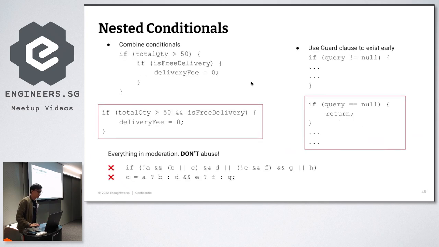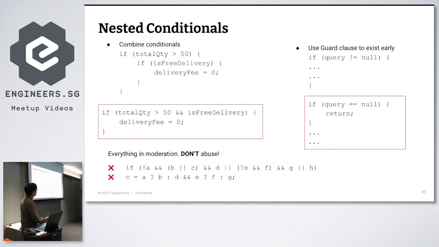The next technique is we can combine those conditionals also. This is also a very common one. We have so many layers of if statements and it might end up that we only need one if statement. So why can't we combine those conditionals? We can use an AND or OR operator to combine those nested layers. It will be much cleaner and much easier to read also.